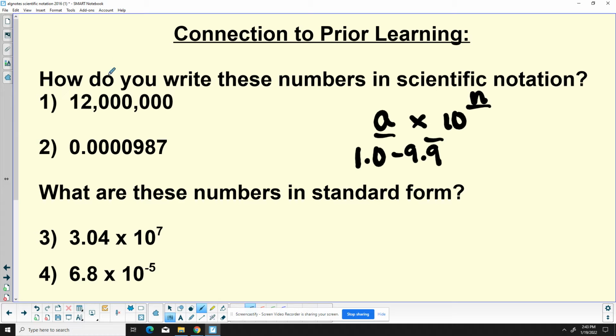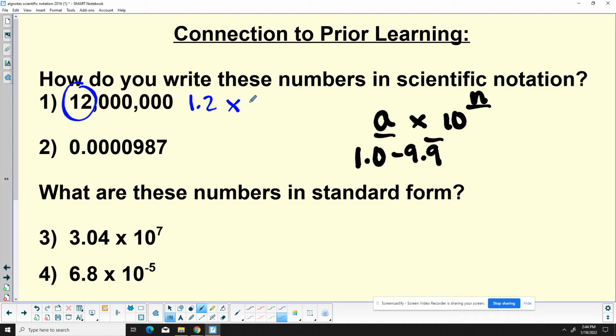So if I take 12 million and I write that in scientific notation, I would take those non-zero numbers in the front, 1.2, and multiply that by 10. So I want to put the decimal here, and currently it's in the back. So I'm going to count up 1, 2, 3, 4, 5, 6, 7. Since it's a big number, 12 million is a huge number, I'm going to make that a positive 7. Had it been a really small number, like smaller than 1, I would make it a negative 7.